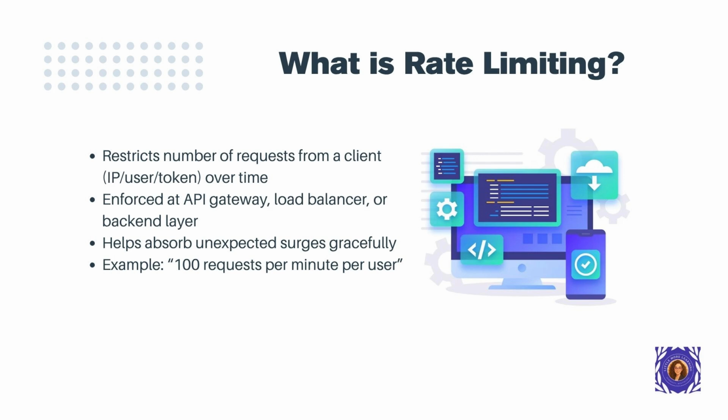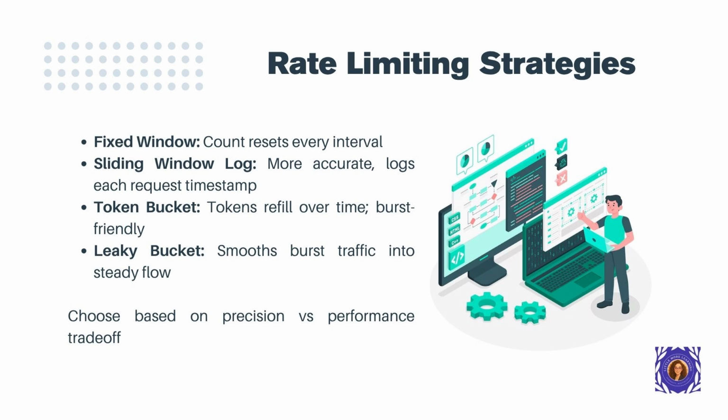Its primary goal is to provide a safety valve, helping your system absorb unexpected surges gracefully rather than succumbing to them. When a client exceeds the defined limit, subsequent requests are typically blocked or queued, often returning a 429 Too Many Requests HTTP status code, forcing the client to back off and retry later. The effectiveness and behavior of rate limiting depend heavily on the underlying algorithm or strategy used. Here are some of the most common ones.